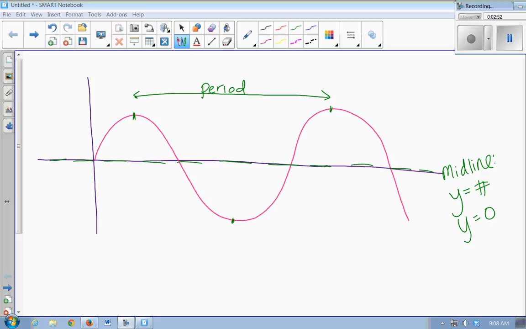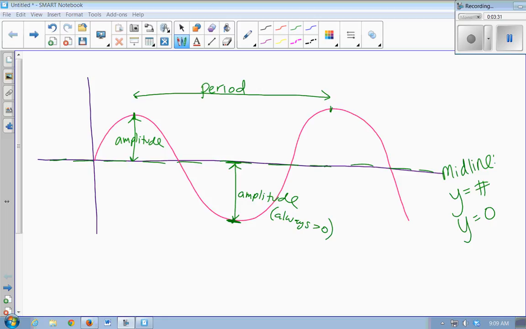And the amplitude, right? The amplitude is the distance from the midline to a high point or a low point, and it's a distance, so it's always positive. So it is going to be the distance from a low point to the midline, or a high point to the midline. Always positive.